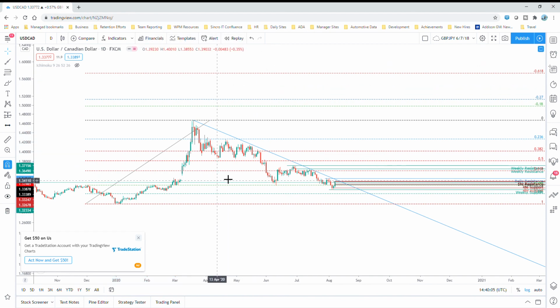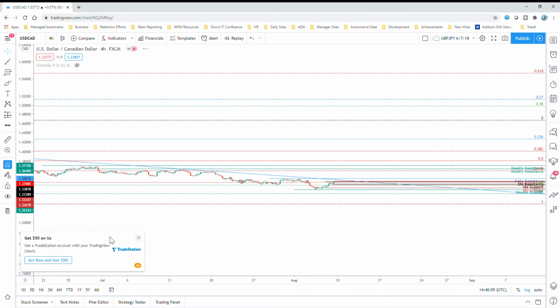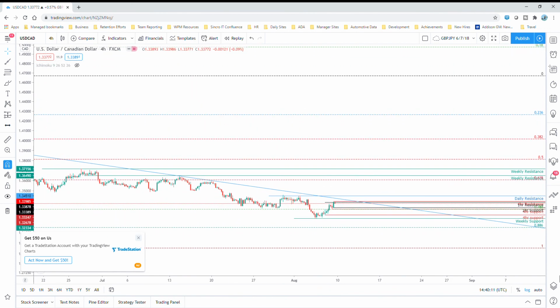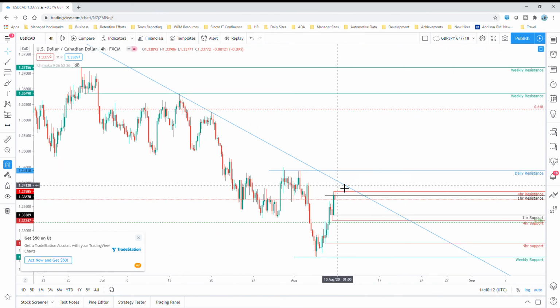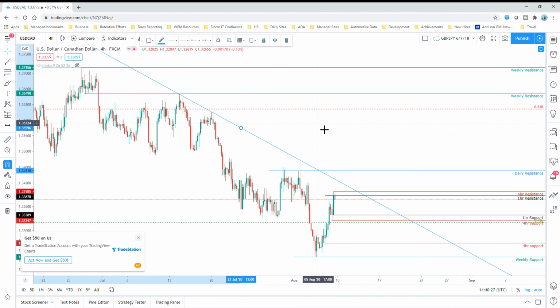All right, so I'll drop down to the 4-hour time frame, and here we will continue with our trend lines. So we have our daily trend line here, which gives us a long-term trend line to watch and follow. But this is considered an outer trend line, so we also draw inner trend lines as well.